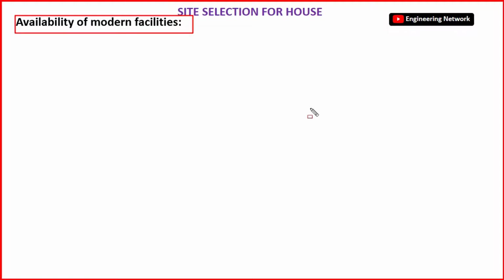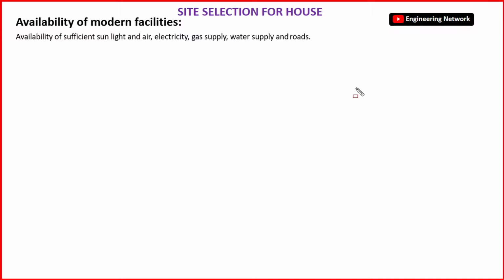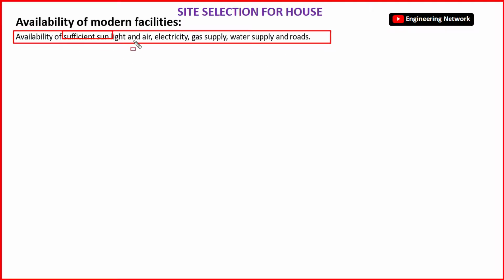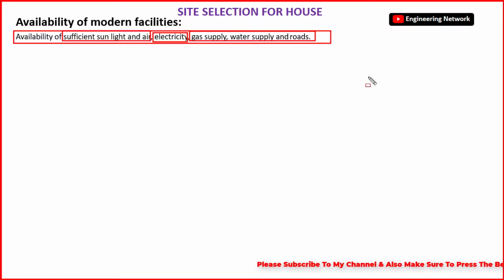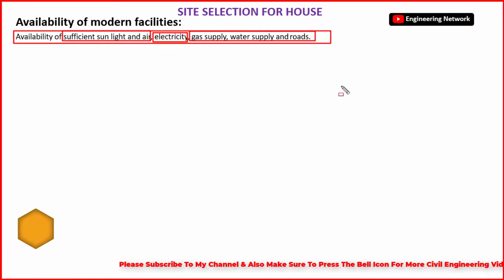Next factor is the availability of modern facilities. Now what is meant by modern facilities? Well, it means the availability of sufficient sunlight and air, electricity, gas supply, water supply and roads. So if your site is near all these facilities, then it will be considered a good site for house construction. Otherwise, first you have to arrange access to these facilities.